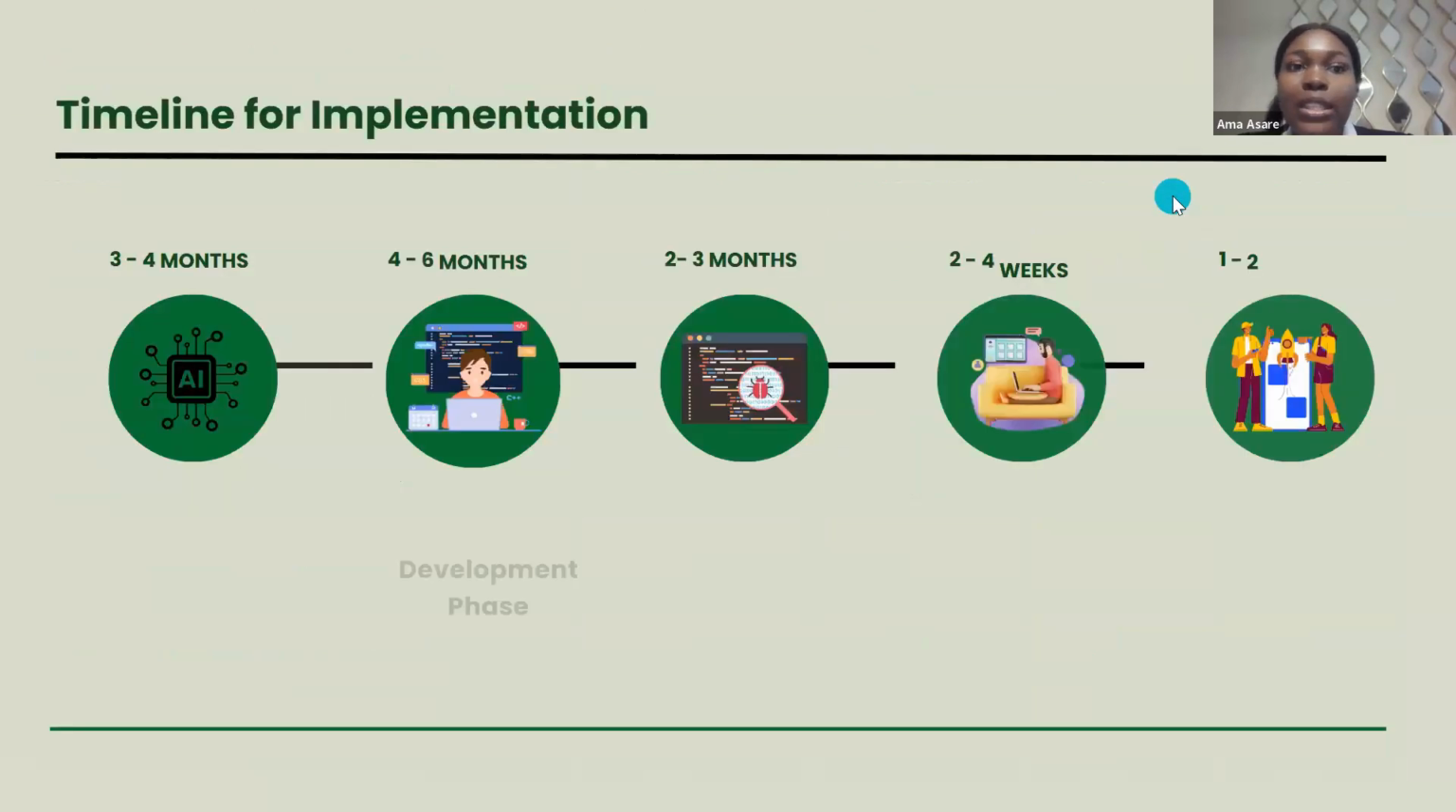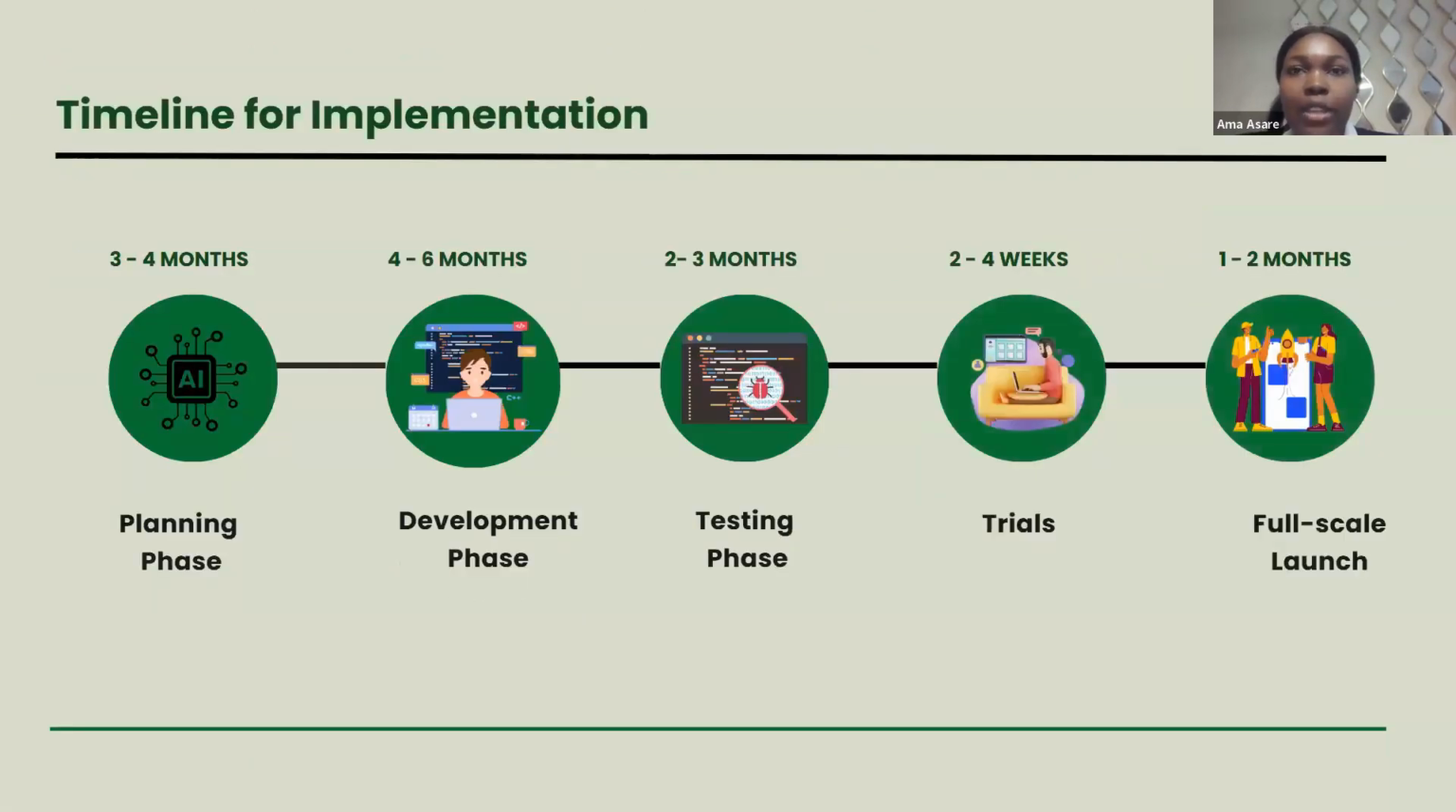So now, what is the timeline for our implementation? Our strategy is carefully planned across 4 key phases. First, we'll begin with a 3 to 4 month planning phase where we'll gather user requirements and research AI algorithms. Following this, our development phase will span 4 to 6 months, focusing on building our app's architecture and core features. Our testing phase will take 2 to 3 months, ensuring robust functionality and high quality. Finally, we'll move to a strategic launch approach, starting with a 2 to 4 week trial program with select users, followed by a full-scale launch over 1 to 2 months.